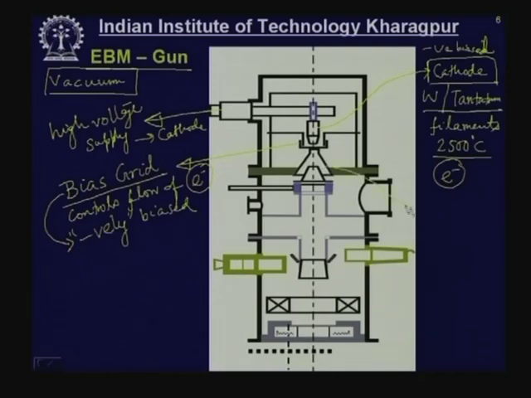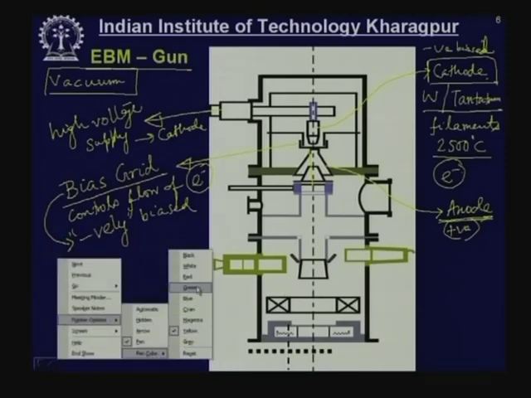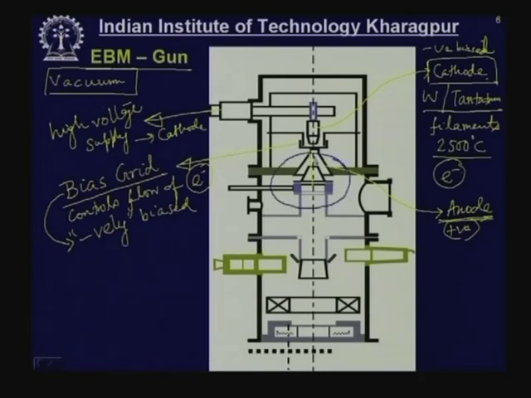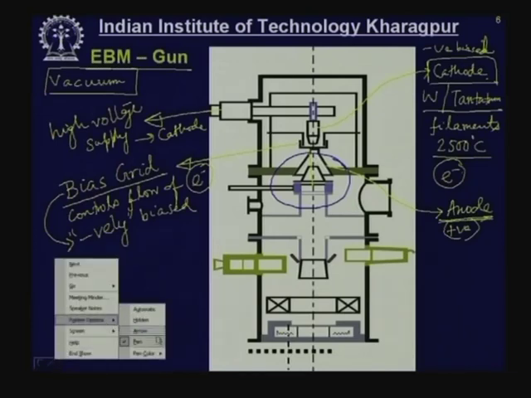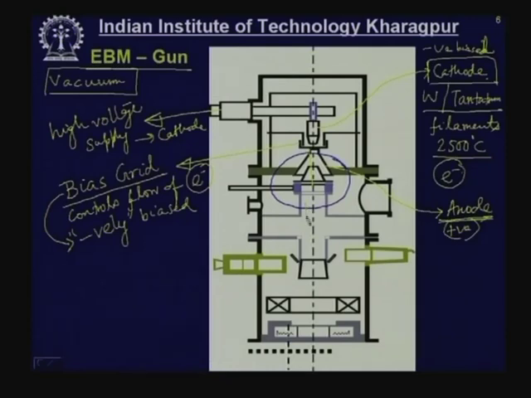Just following the bias grid, you have a positively biased anode. This is my anode. So, this is positively biased. So, what happens? Electrons are negative, anode is there. Because of the potential difference between the anode and the cathode, the electrons are accelerated. As the electrons pass through this particular section, the anode section, they achieve a velocity which is almost half of the velocity of light. So, when they are passing through this section, they are highly energetic.